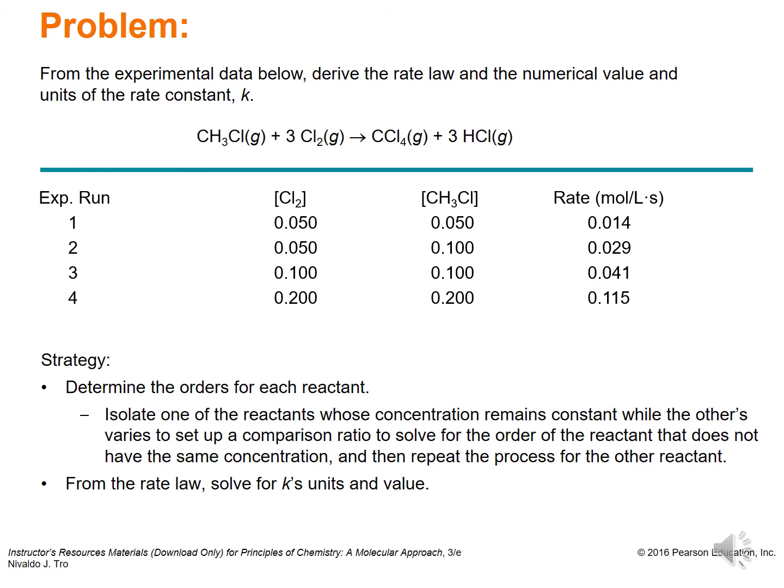You're looking for the orders by looking at the reactants that have changed and the reactants that haven't changed when you're looking at these different experimental runs. That's what's going to allow us to find the rate law and then ultimately solve for the unit and value of K in a case where we have multiple reactants like this problem.